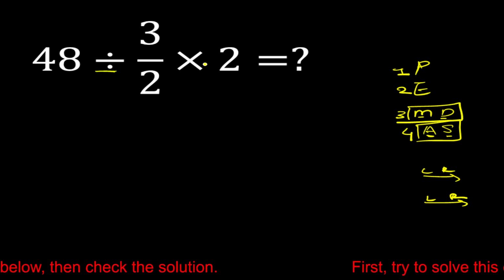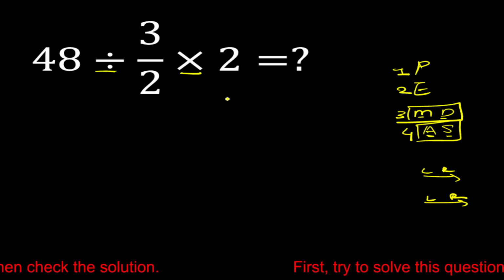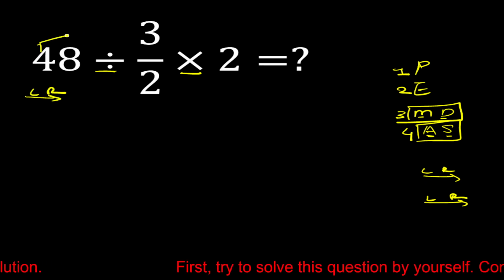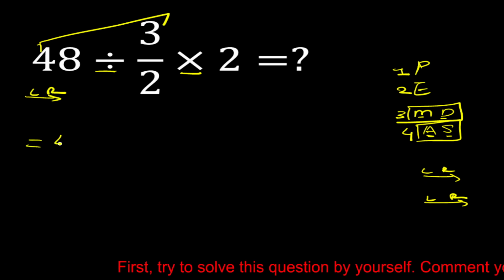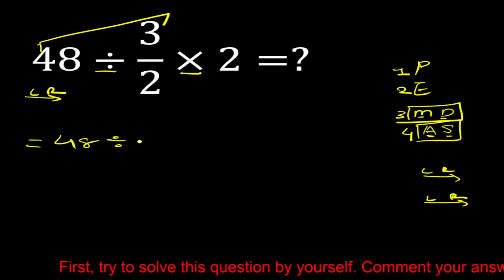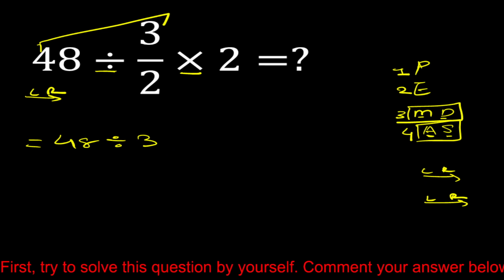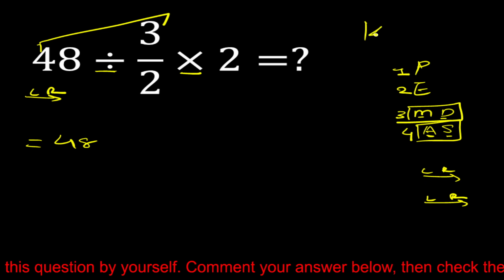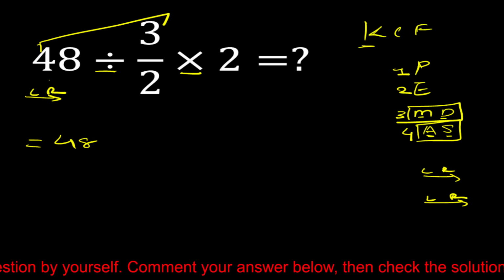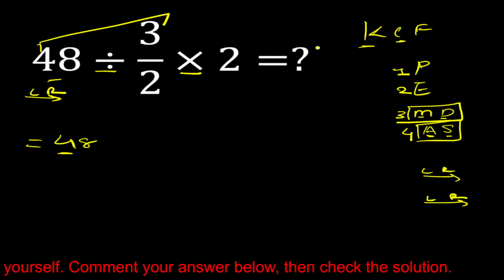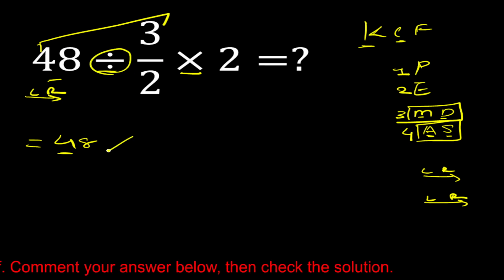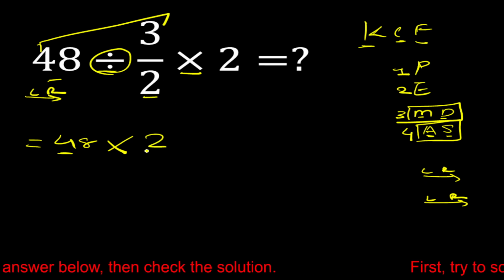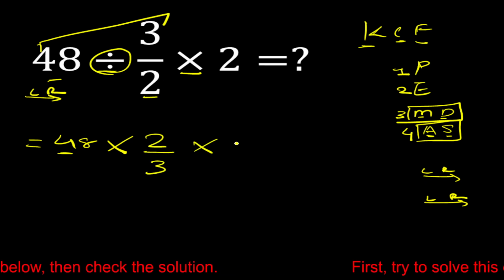Okay, so here is division and here is multiplication. Both have equal priority, so we have to solve it from left to right. Okay, so first we have to solve this part. So 48 divide 3, now according to KCF rule, KCF, K means keep this first fraction as it is same, C means change this sign from division to multiplication, and F means flip this last fraction 3 by 2 is equal to 2 upon 3 multiply 2.